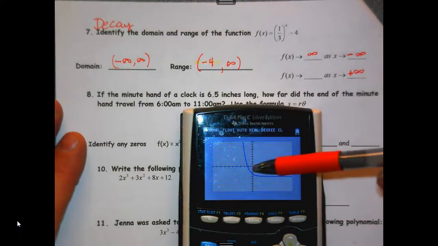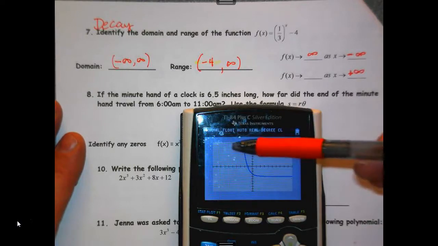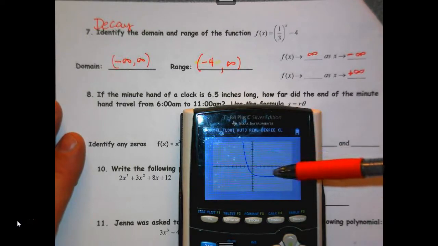X goes to the right. Where's my y going? Trying to get to that -4, right?